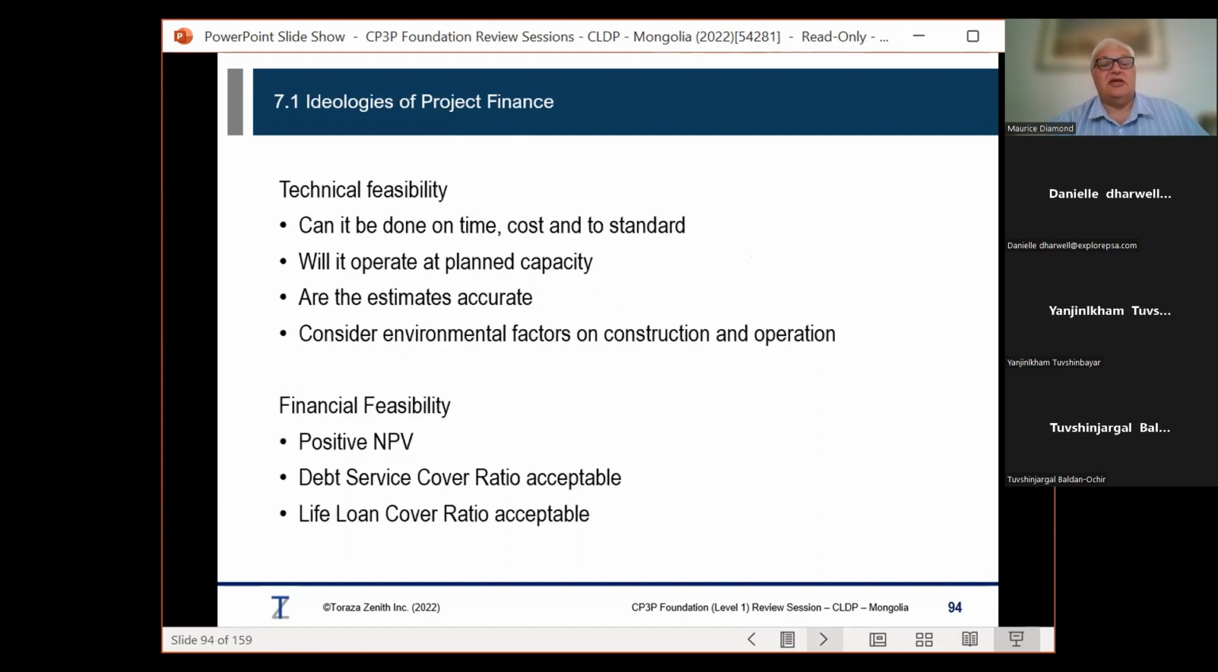Technical feasibility. So can it be done on time, cost, and to standard? Will it operate at planned capacity? Are the estimates accurate? Consider the environmental factors on construction and operation. Financial feasibility, positive NPV. Debt service cover ratio is acceptable. The loan life cover ratio is also acceptable.